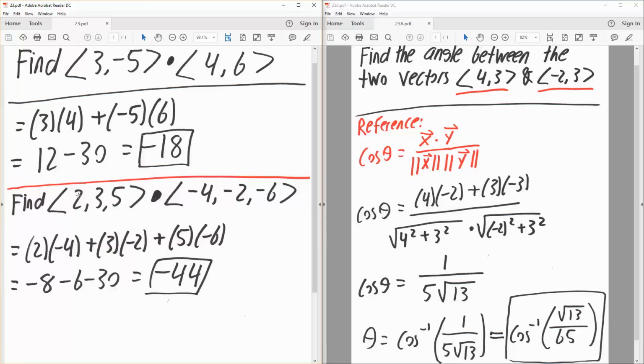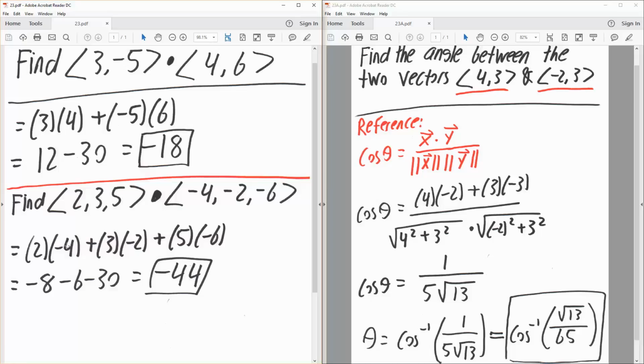The next problem is very similar. So we want to find the dot product of vector 2, 3, 5 and vector negative 4, negative 2, negative 6. It's very similar, but we do x1 times x2 plus y1 times y2 plus z1 times z2. So 2 times negative 4 plus 3 times negative 2 plus 5 times negative 6.